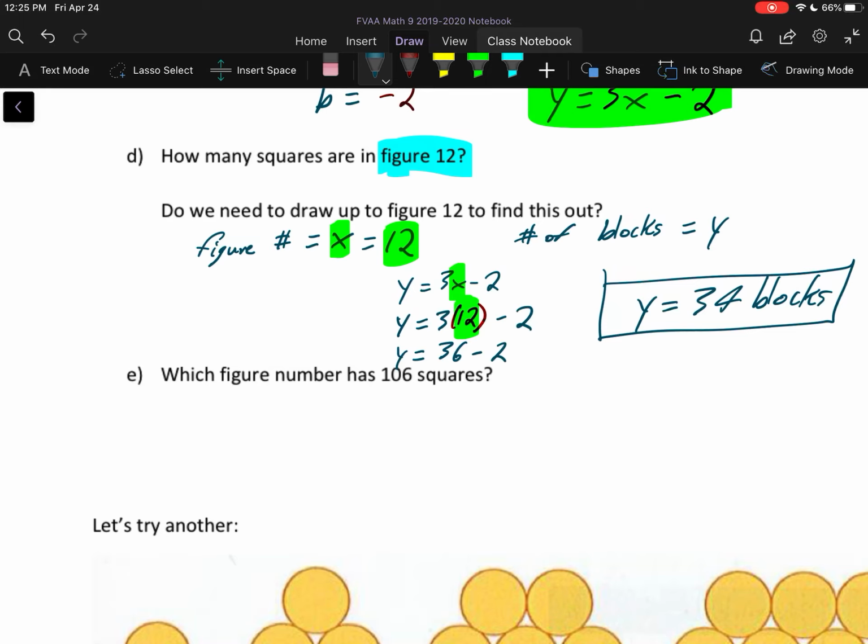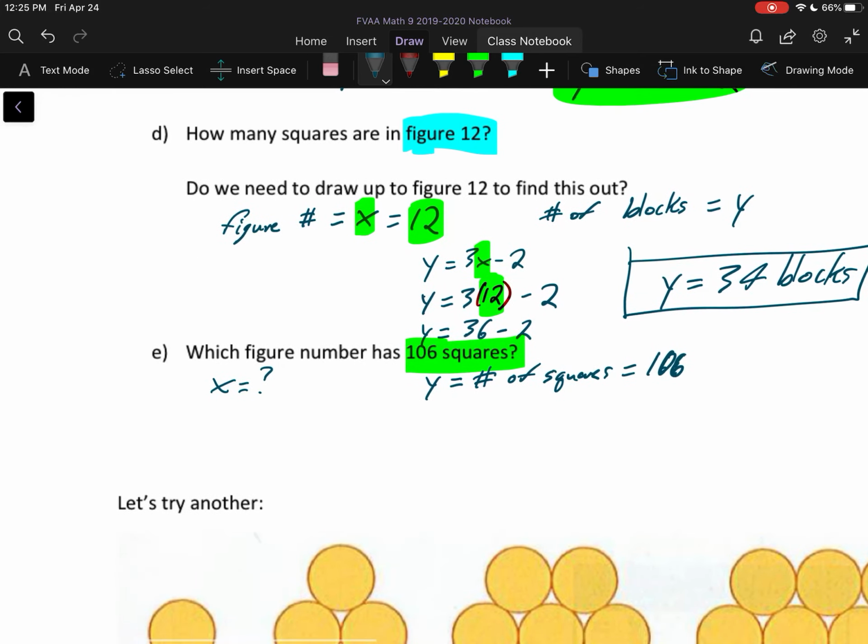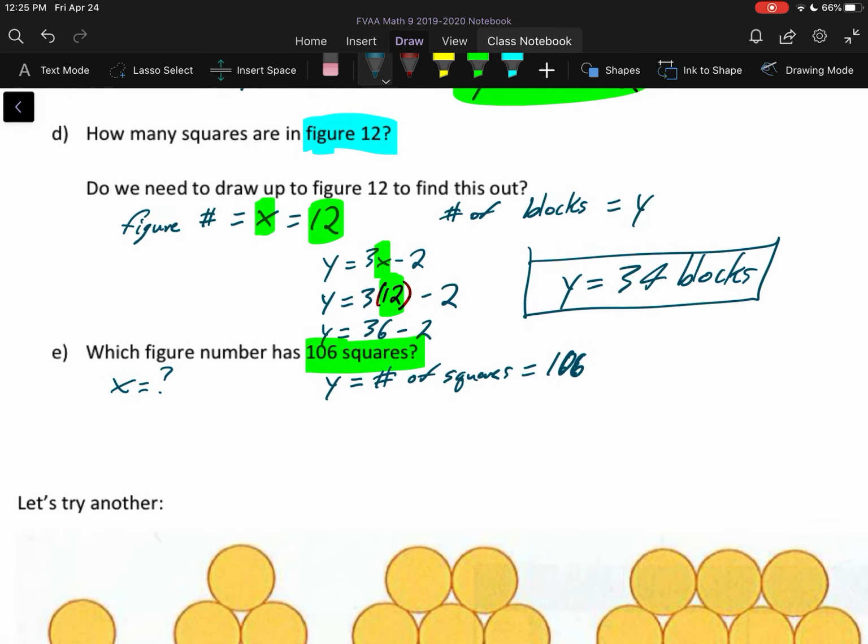Now we can also flip that around. We can use the number of blocks to solve for the figure number. So here they give us 106 squares. Again, they want me to solve for x, but now they're giving me y. We know that y is equal to the number of blocks or squares, which is equal to 106. Now I can safely say that it's going to be more than 12, just because 34 blocks was the 12th figure. So let's see if we can figure this out. We're going to substitute. Again, we start with our equation: y equals 3x minus 2.